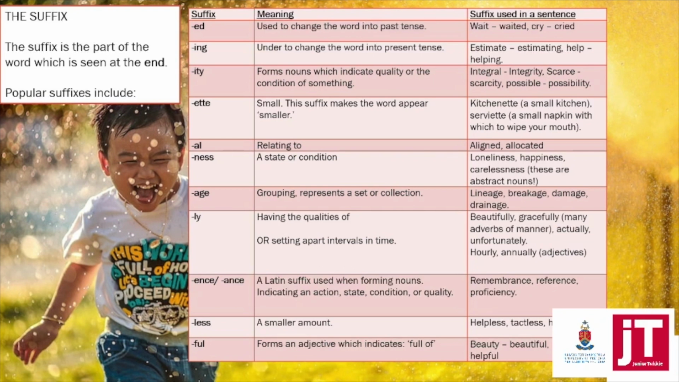Things that end in E-T-T-E, I can tell you now that is a French suffix. The suffix makes the word appear smaller. Kitchenette. It is a kitchen that's kind of been divided by 3, and it is tiny, and maybe it just has a microwave and just space for a little mini fridge. You know what I'm saying? So kitchenette is a small kitchen. Serviette is a small napkin. Americans call them napkins, and we call them serviettes.